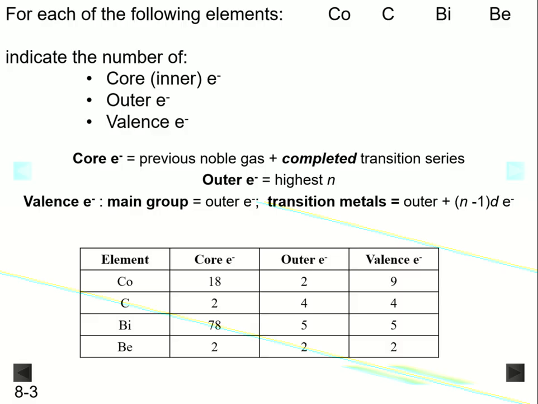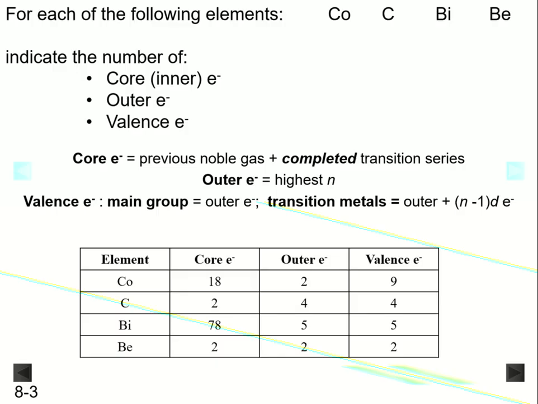For cobalt, the previous noble gas is argon, which has 18 electrons, and that's the core electron count for cobalt. The 4s2 electrons in the cobalt electron configuration are the outer electrons, and the 4s2 plus the 3d7 electrons give us 9 valence electrons. For carbon, we have 2 electrons associated with helium, and then the remaining electrons are the outer or the valence electrons, that is the 2s2 2p2.